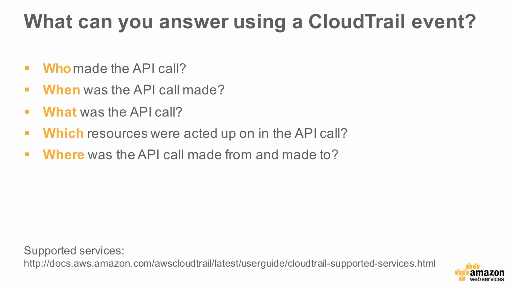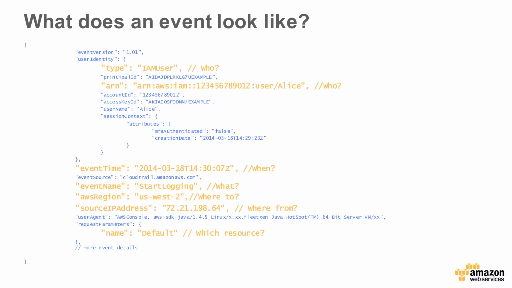What was the actual content of the call, right? And which resources it acted upon, and what the response was, and where the call was made from, an actual IP address that it came from, right? So it looks like something like this.